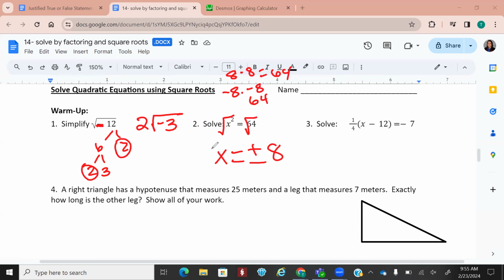Number 3 is a throwback to like 6th grade. If we wanted to solve this guy, we want to get rid of this fraction. How do we get rid of a fraction? We multiply by the what? Reciprocal. So we're going to multiply by 4 on both sides. And that's going to give me x minus 12 equals negative 28.